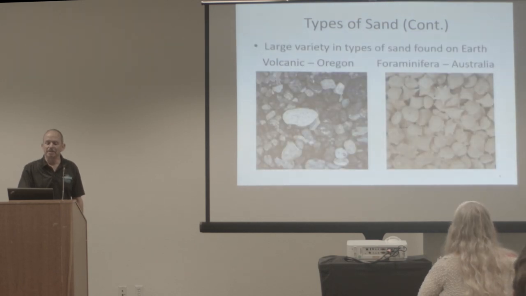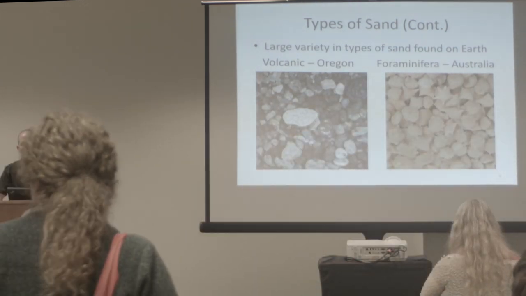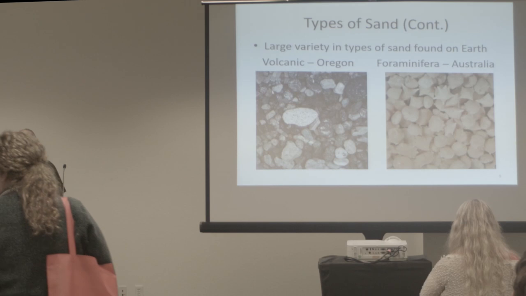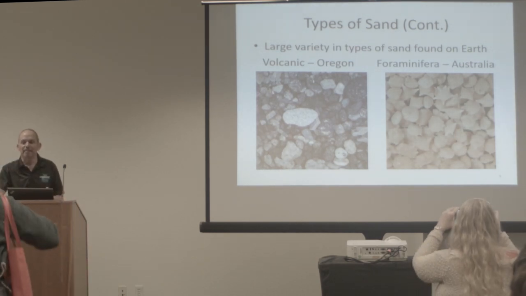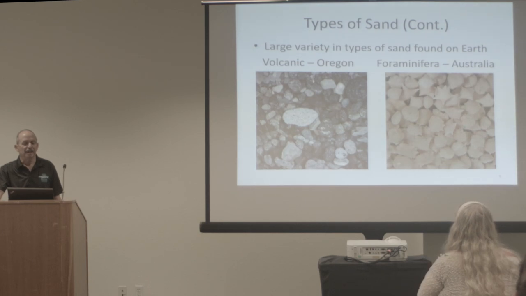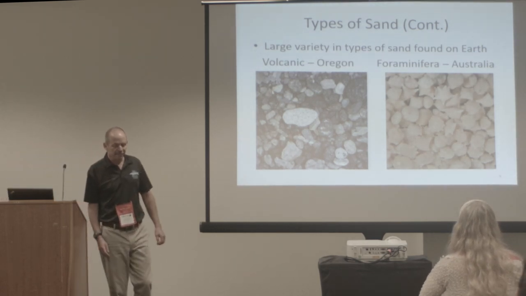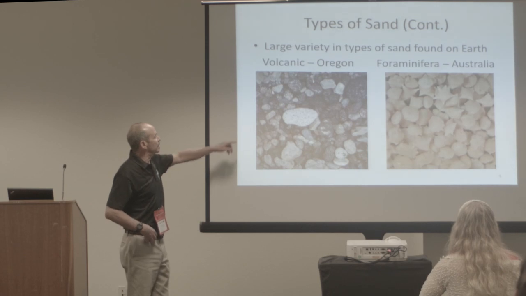These are some of the types of sand found on Earth. On Earth, there's a very large variety of different types of sand. These are just two simple examples, but there are hundreds of varieties. A lot of it, your mineral sand, or basaltic or volcanic, would be indicated by this slide here.